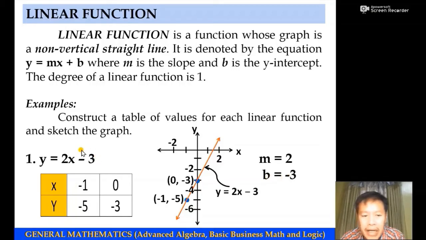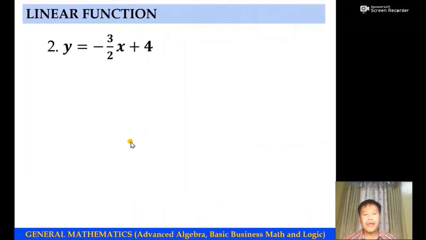Now take note, this is automatically in slope-intercept form. That is why your y-intercept is -3. What is the meaning of this? This is the ordinate of the point along the y-axis wherein the abscissa is equal to 0. This is our y-intercept. This is an example of a linear function. We will proceed with number 2.